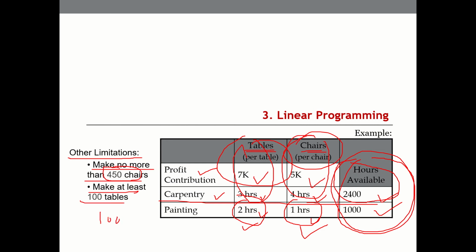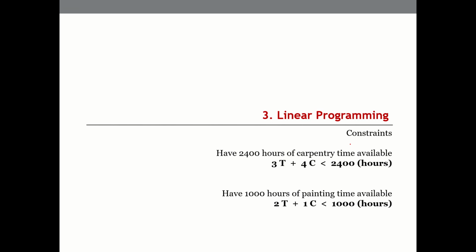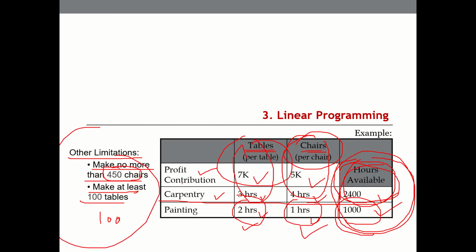So this is the problem, and we have a maximum of 2,400 hours for carpentry and 1,000 hours for painting. If this is the problem and these are the constraints given to us, how do we construct a linear program by the graphical method? What we are seeing is linear programming by the graphical method. So let us put the constraints in the form of equations.